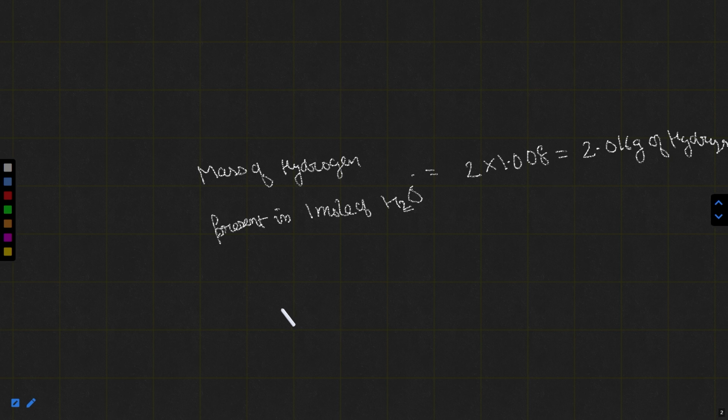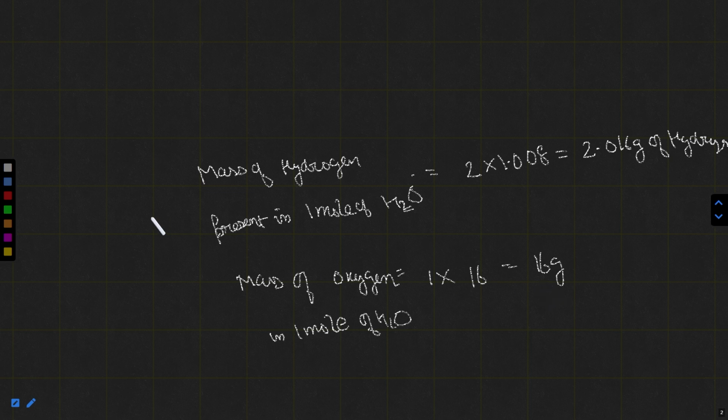Is this clear? Now, if I talk about the mass of oxygen, how would it be calculated? 1 mole of oxygen atom is present in 1 mole of water, right? And 1 mole has a mass of 16 gram. That would bring us to 16 gram. So we can say that in 1 mole of H2O, we have 2.016 gram of hydrogen and 16 grams of oxygen.